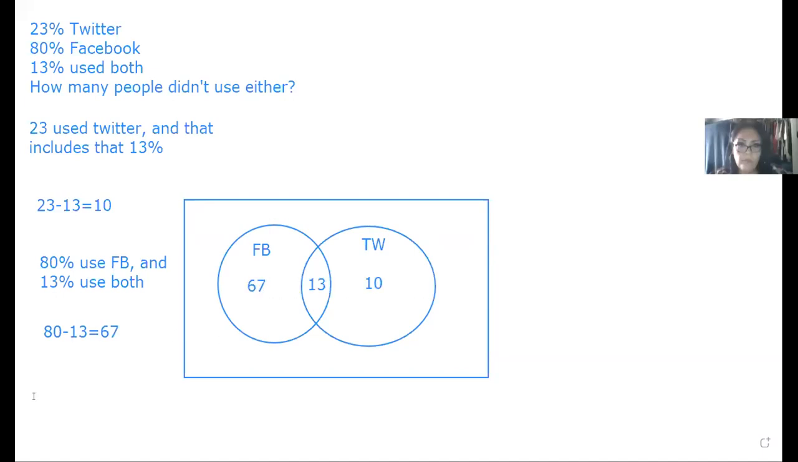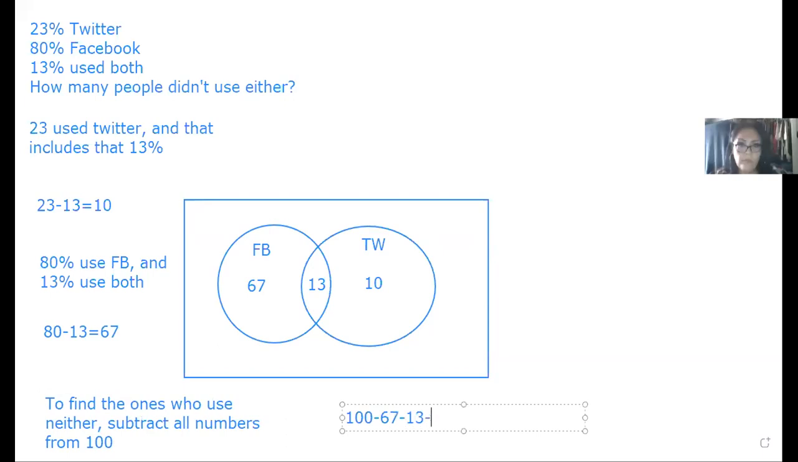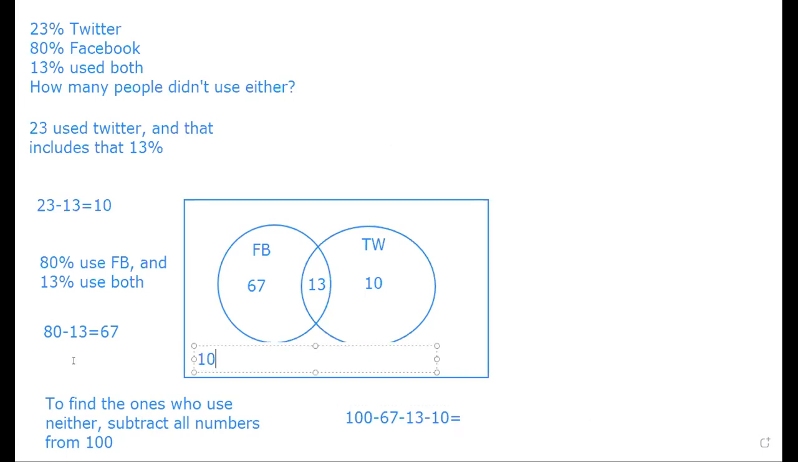So what I can do from here to find the ones who use neither, subtract all numbers from 100. So I do 100 minus 67 minus 13 minus 10, which gives us, calculator. So 10% don't use Facebook or Twitter. And that's kind of how you do those. You have to essentially draw out the diagram here.